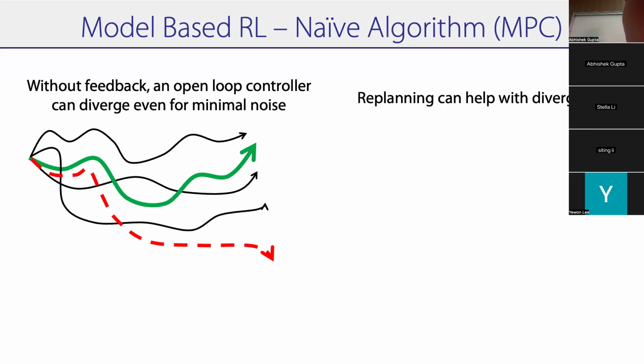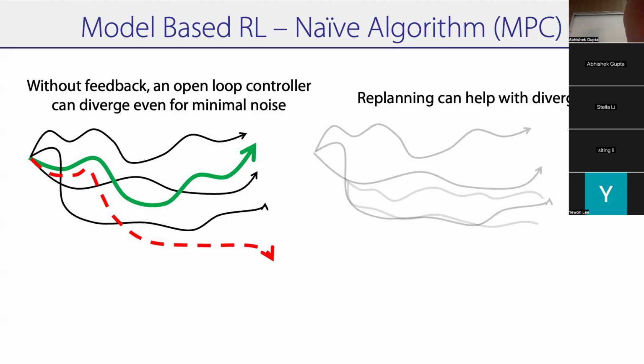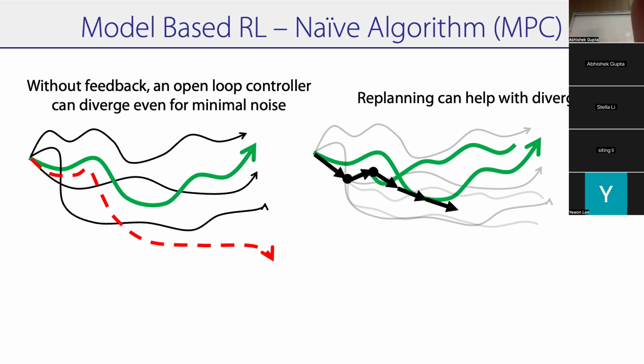And so the idea here is that you can just do replanning, which means that you'll run it for a little bit and then you'll plan again. So you'll choose the best path, you'll take a step along it, and then you'll plan again. Then take a step along it, and you plan again. MPC is not optimal. So this technique is called model predictive control, or MPC.